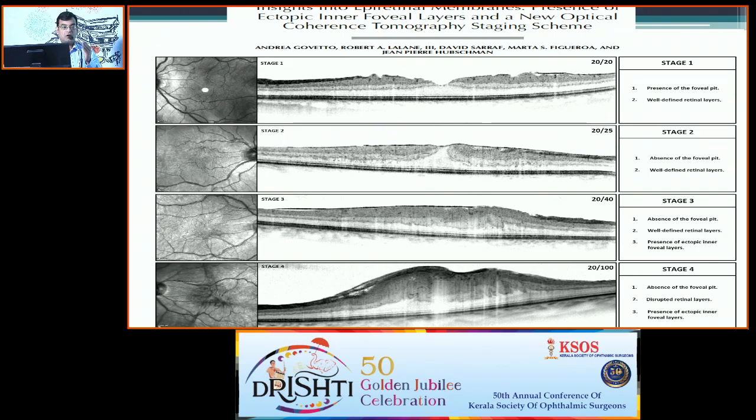These 3 stages usually don't need surgical intervention. Patient will have reasonably good vision. But stage 4, the whole layer's integrity will be lost, retina will be thickened, and vision will be very poor. So stage 4 usually needs surgical intervention.